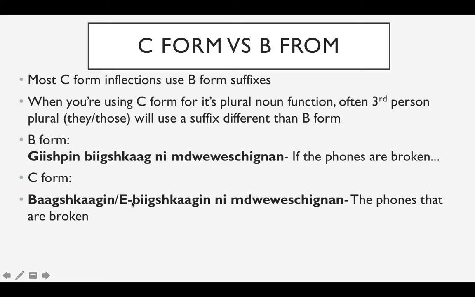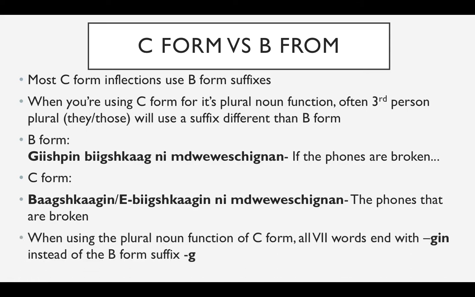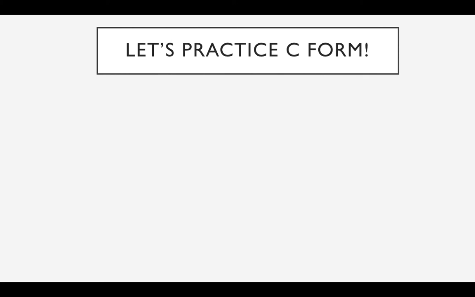Also have the hanging E example here. But when you do the nouns, the third person plural nouns, it's common to have a different suffix than what we would use in B form. So when using the plural noun function of C form, all VII words end with GIN instead of the B form suffix G. So let's practice some C form.